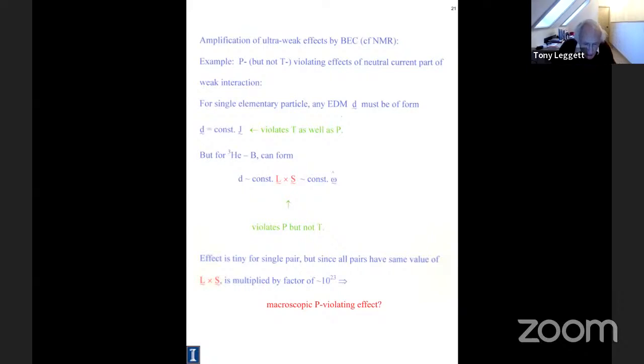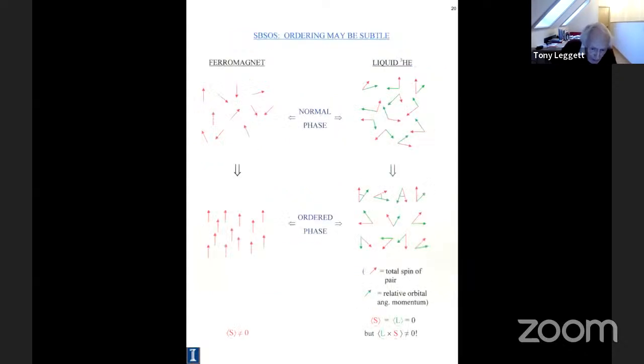Helium-3 B, the B phase of helium-3, actually we probably need to go back one more to illustrate this point. Can you just go back to the one before this one? Could we just go back to the slide before this one? Yeah, great.